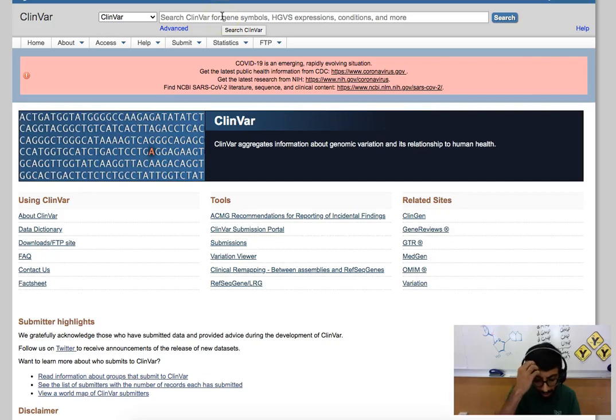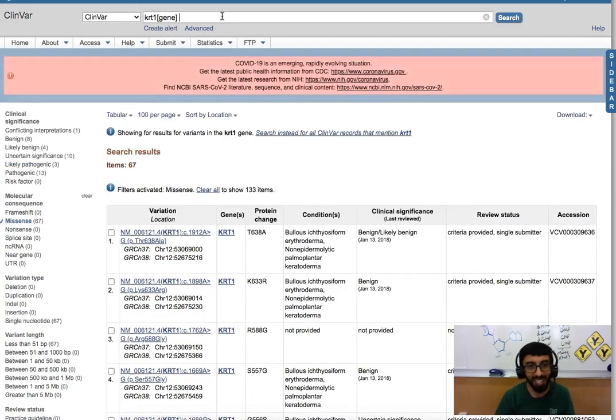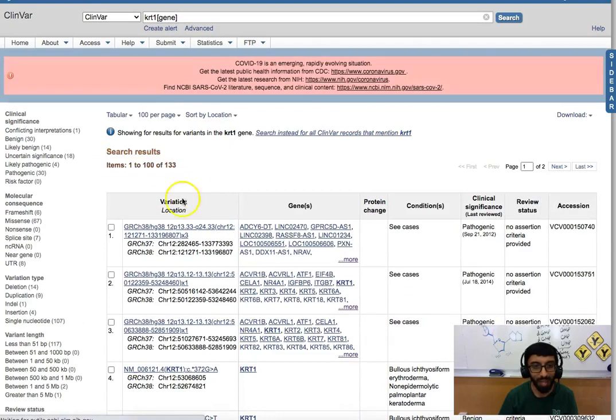I'm just going to use one, KRT1. This is keratin, one of the most common proteins in your body. It's the stuff that makes up your skin surface and your hair. And so this is going to look kind of overwhelming. This is a whole lot of different mutations that are listed here. Let me walk you through. This is where you get the information on the particular mutation.